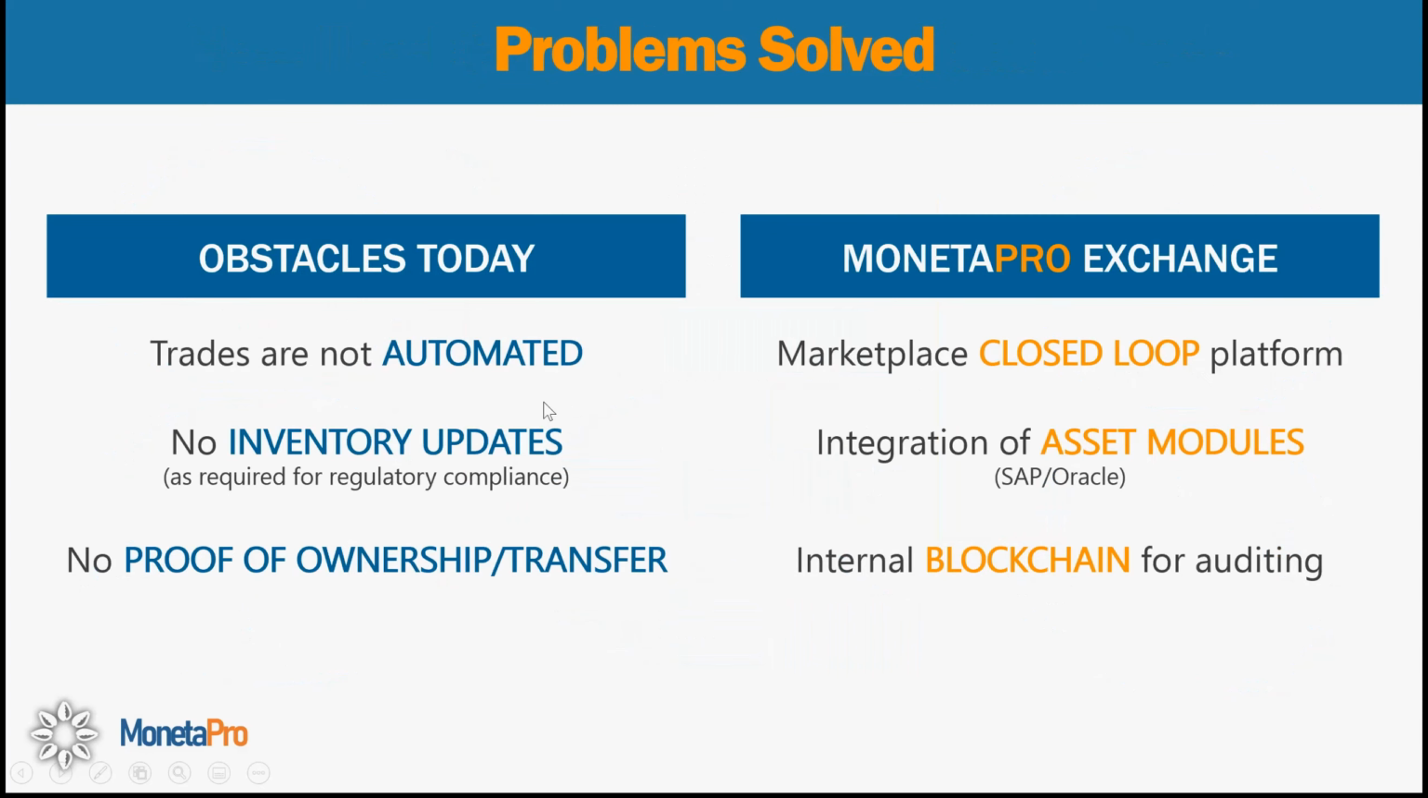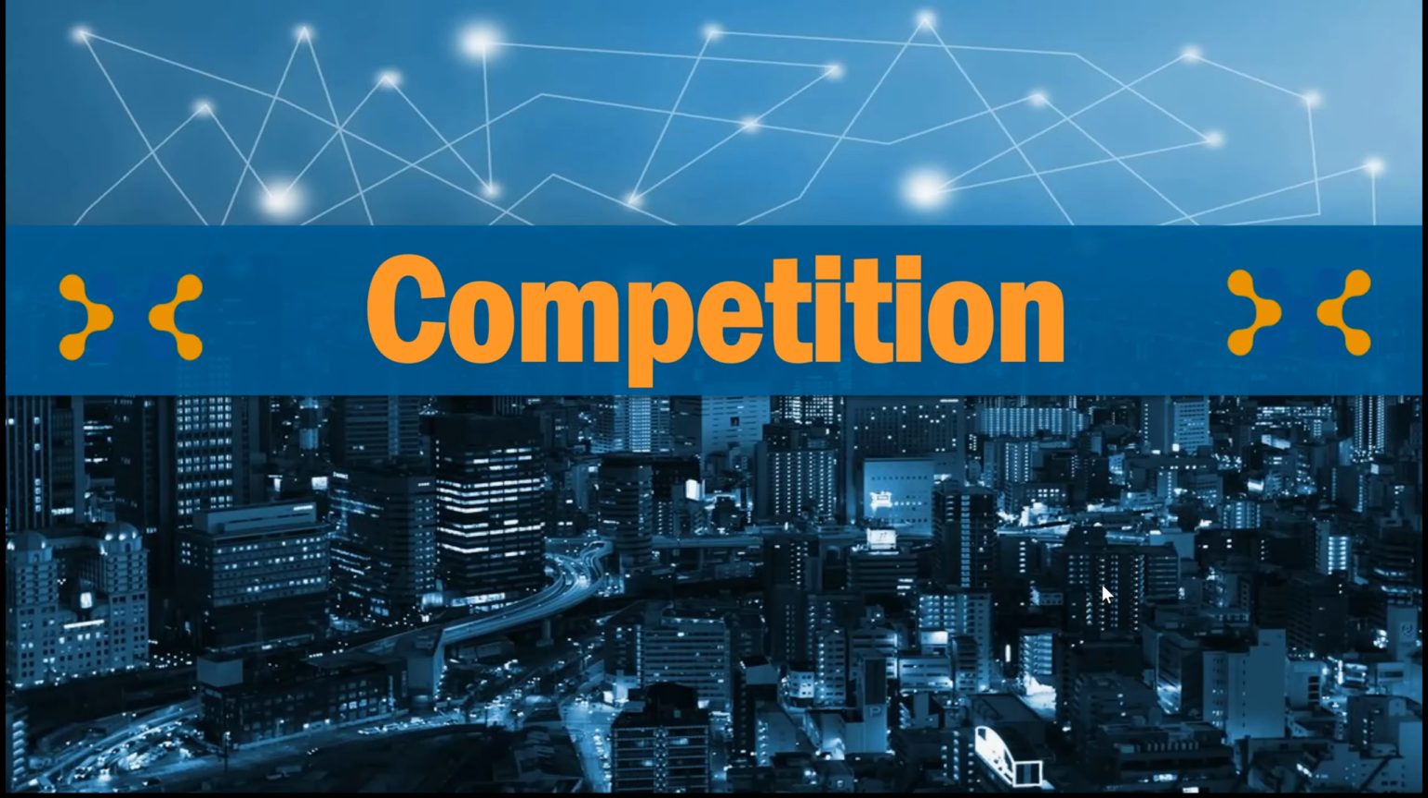So we solve three main problems. Trades aren't automated. Again, the automation for us means the marketplace, which is a closed loop platform. No inventory updates. If you sell a car through the traditional systems, that updates your inventory modules. If you trade the asset, those inventory modules may not be updated. We've integrated through IBM with SAP and Oracle API integrations to update quantities, which is extremely unique. And no proof of transfer or ownership. Again, a lot of tracking. We've built an internal auditing chain for blockchain that provides proof of asset transfer.